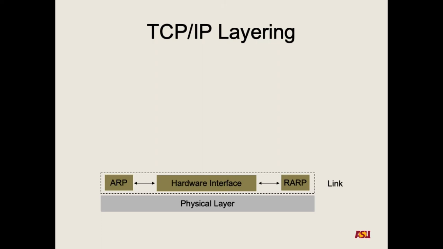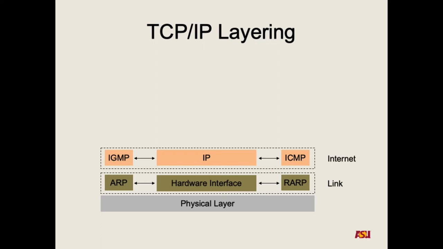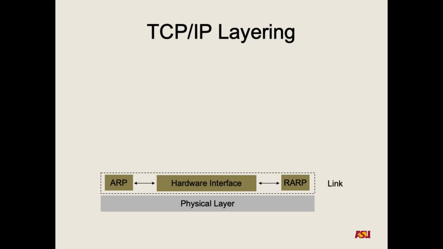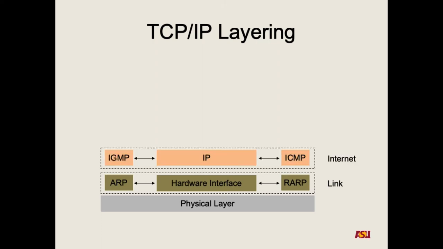Is that ARP? Is that address resolution protocol? Yes, we'll talk about that in a second. So then above that, the way I think about it is the link is your first hop in the network. So how do you get data from one node to the next? The IP layer on top of that says, well, how do I get data between hops? Or how do I talk to different machines?